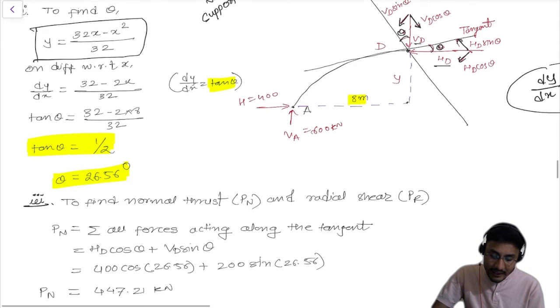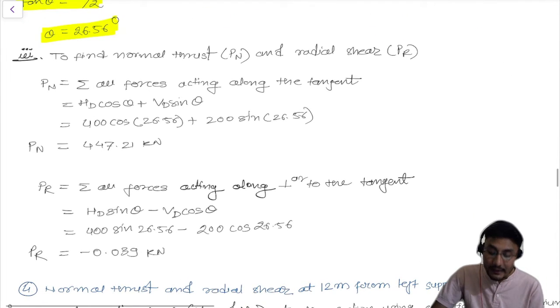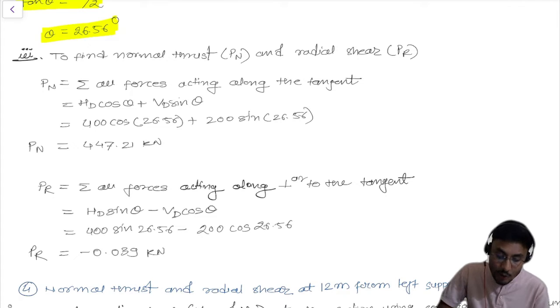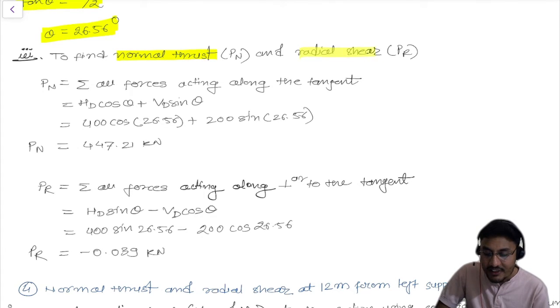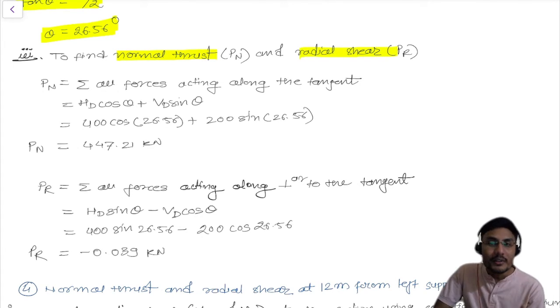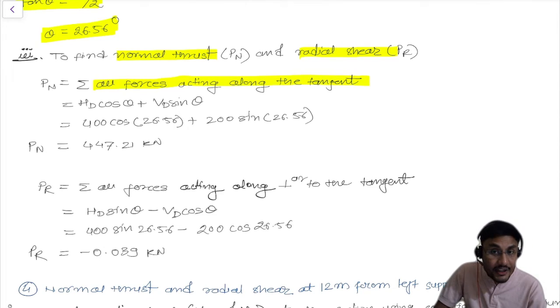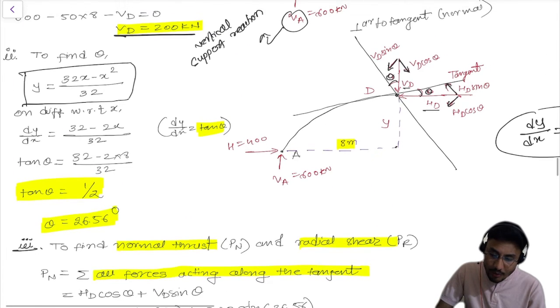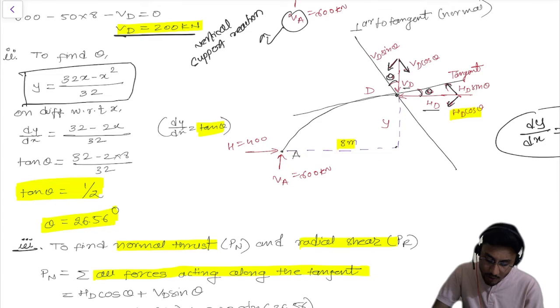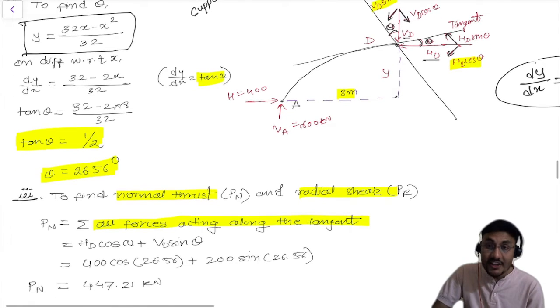So now, step number 3, to find the Pn and the PR. It means to find the normal thrust and the radial shear. To calculate the normal thrust and radial shear, you need to do the summation of all the forces acting along the tangent. So how many forces are acting along the tangent? That are Hd cos theta and Vd sin theta. So these are the forces acting along the tangent.